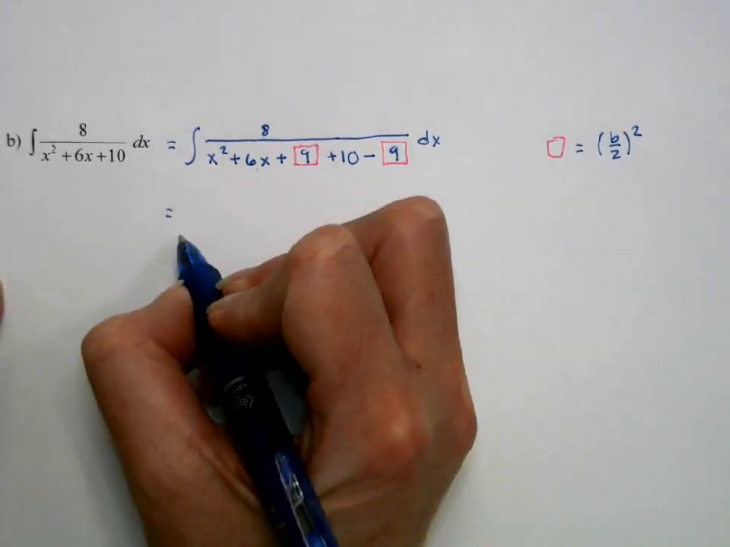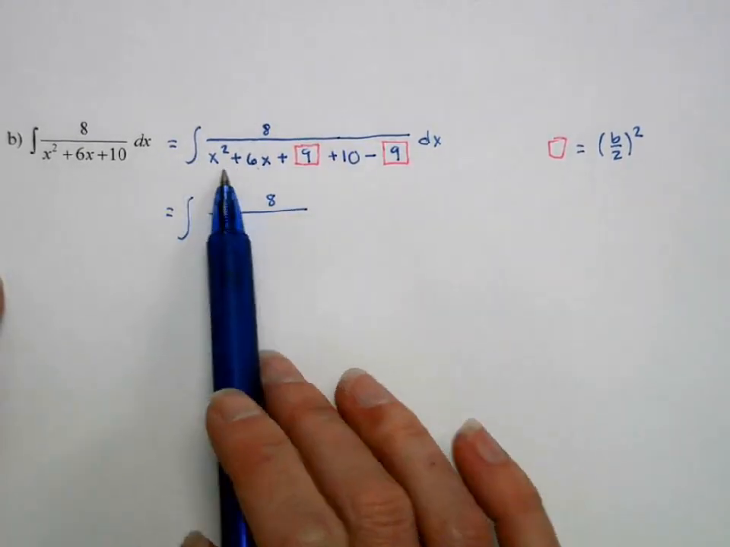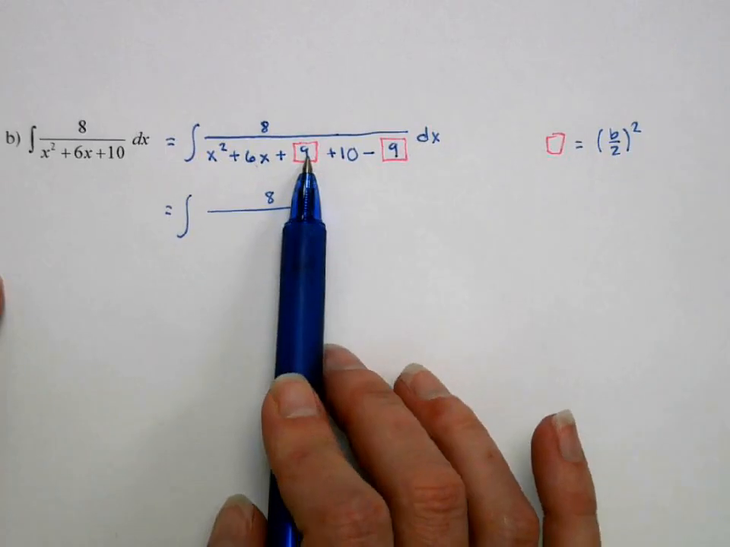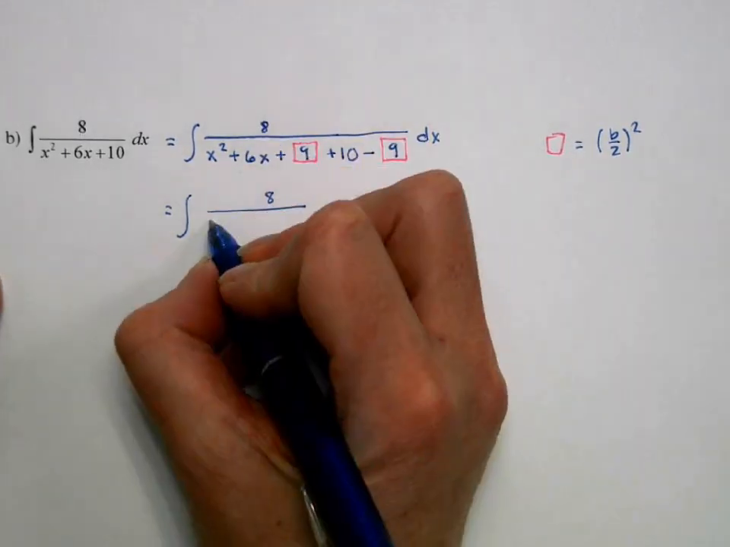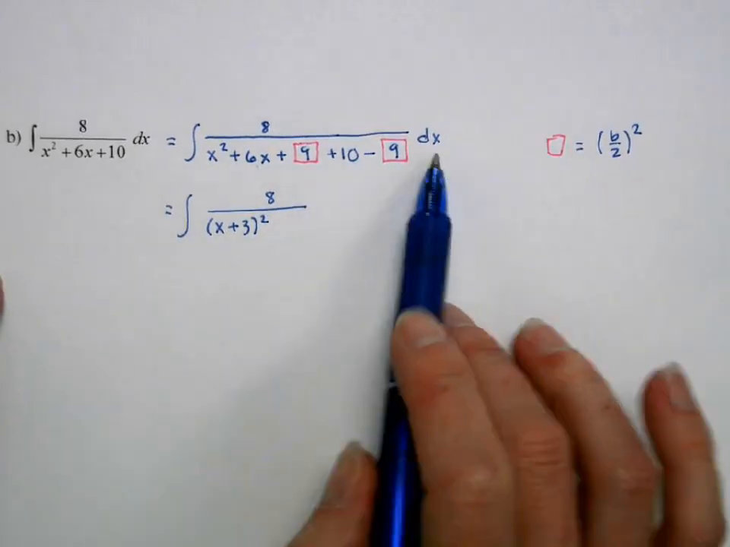The key to this now is a perfect square trinomial. The two numbers that multiply to get a 9 and add to get a 6 are 3. So that's equal to x plus 3 squared. The rest of this, 10 minus 9, is a 1.